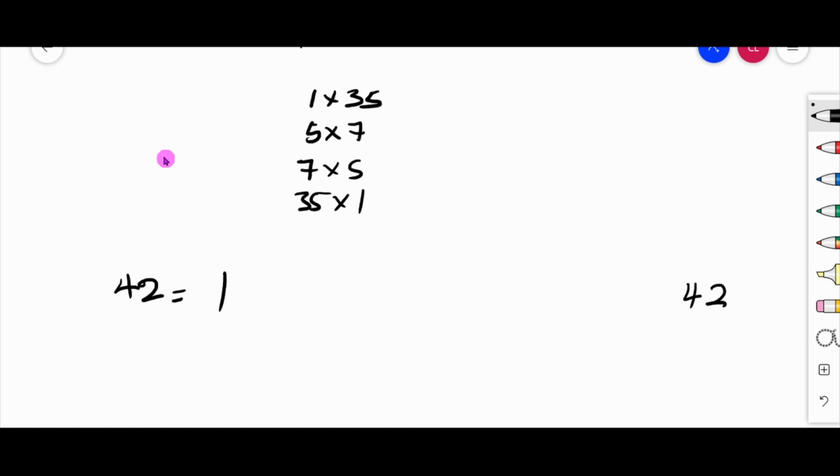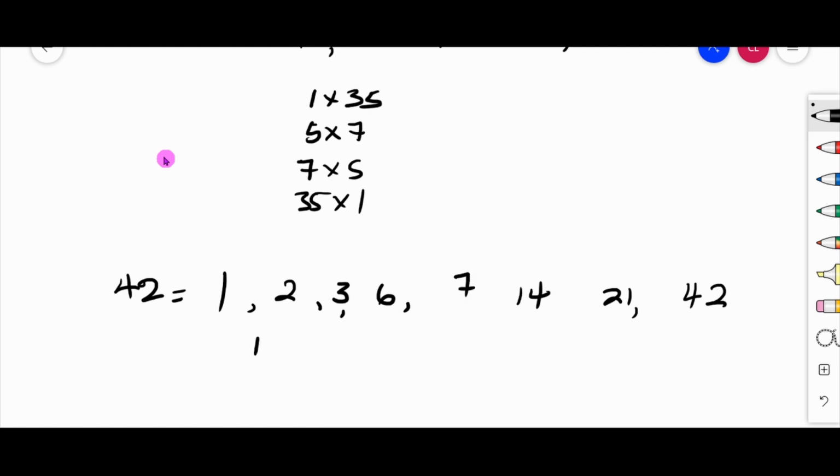Because it's an even number, we know 2 could go in there 21 times. Then 3 could go in there 14 times. 6 could go in here 7 times.